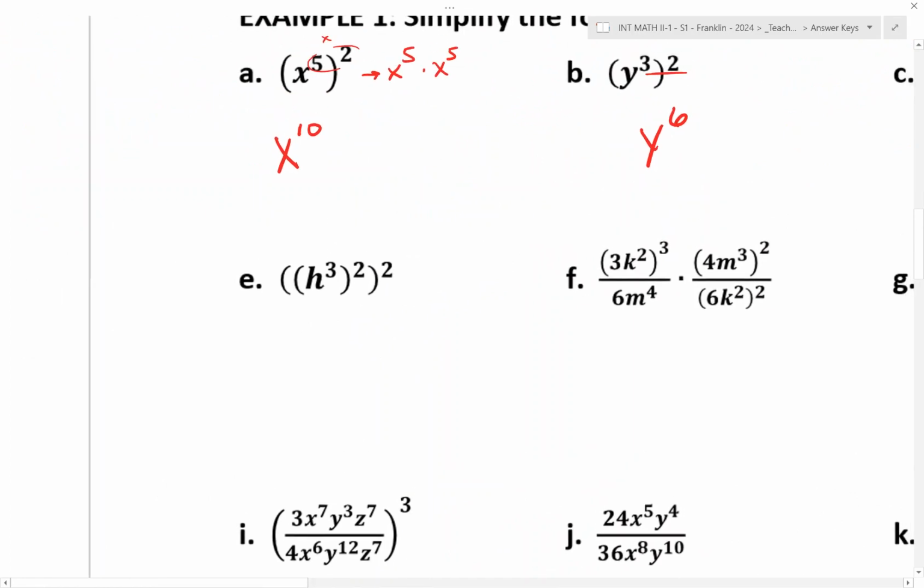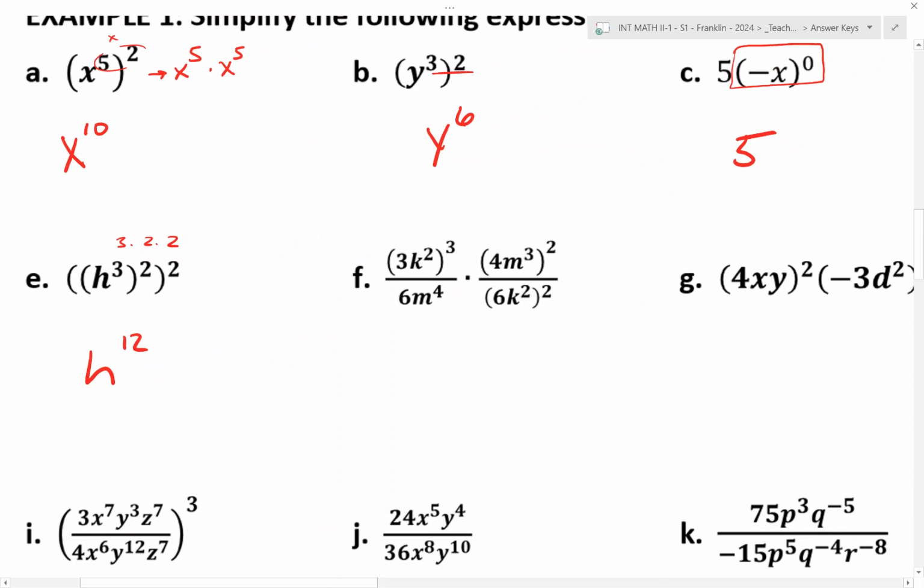Example E, we have h to the 3rd to the 2nd to the 2nd. Now these kind of nested power problems are very common, and they look kind of confusing, but just remember, especially if there's no coefficient in front of h, we're just multiplying 3 times 2 times 2, and that is h to the 12th. 3 times 2 is 6, 6 times 2 is 12.